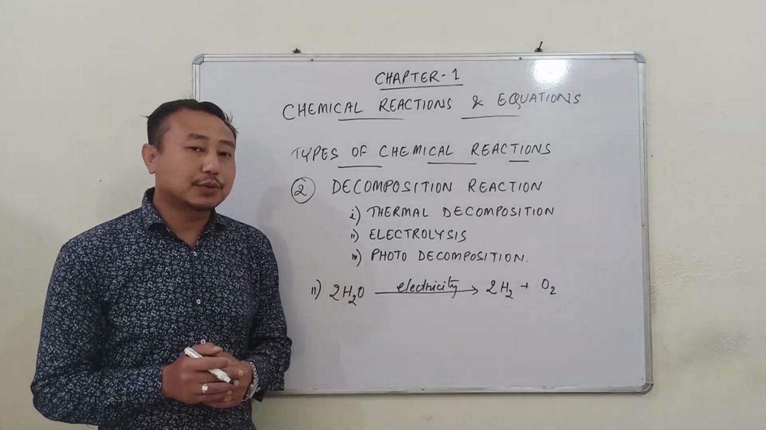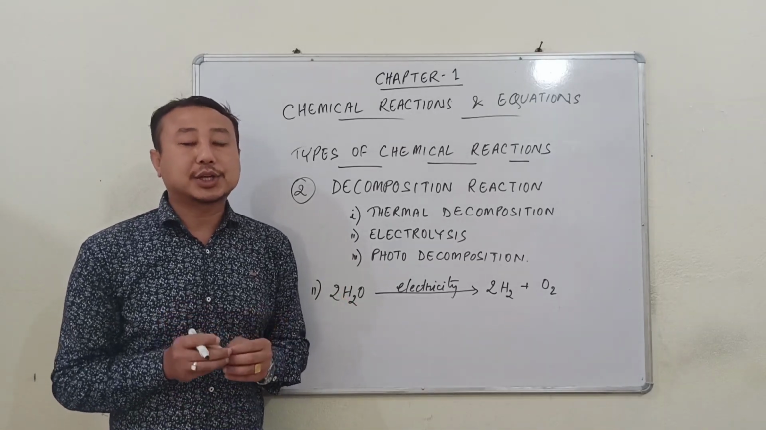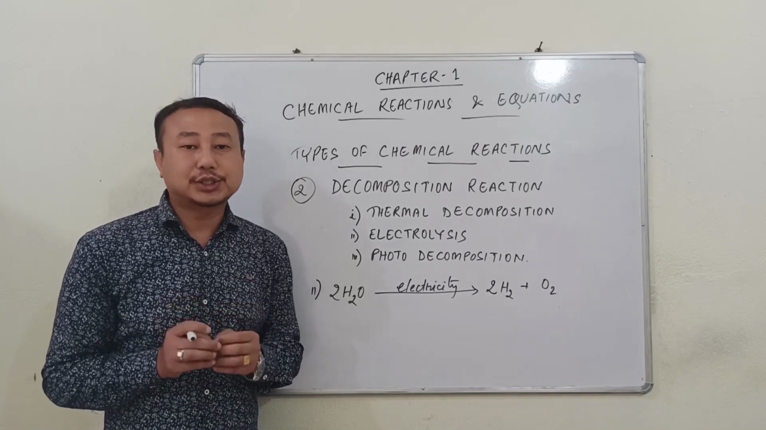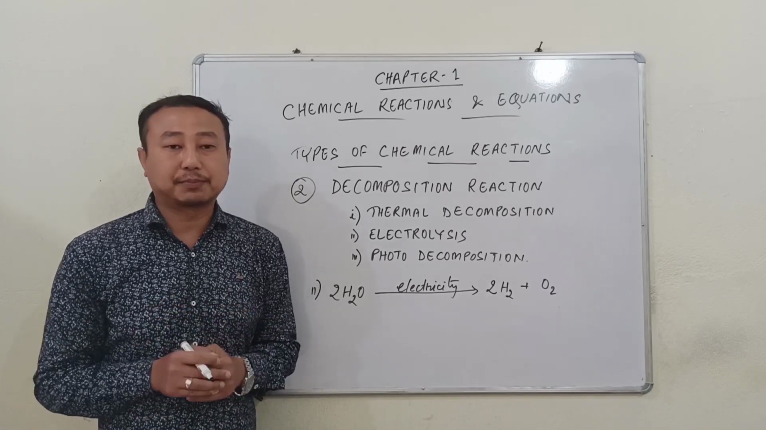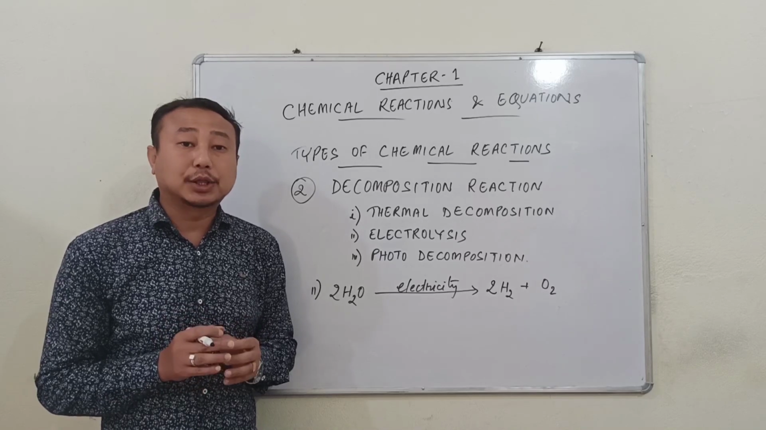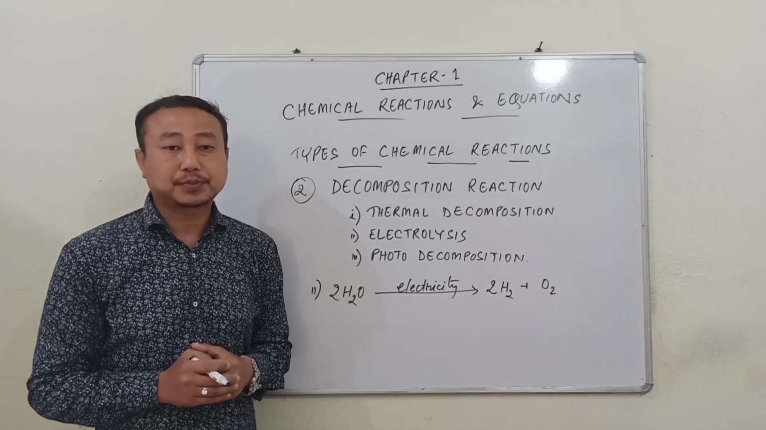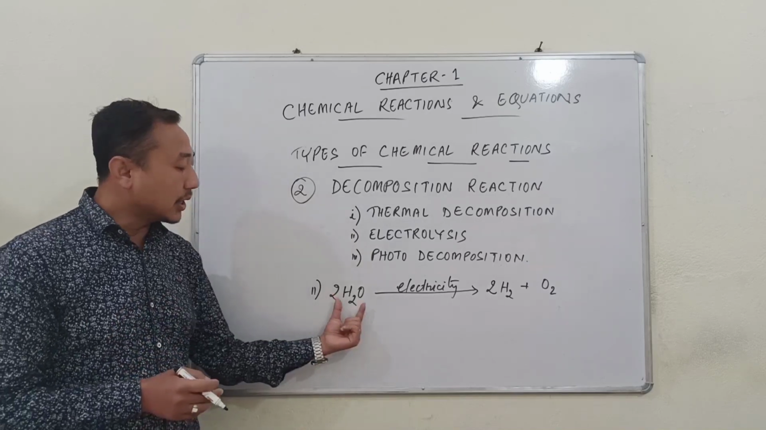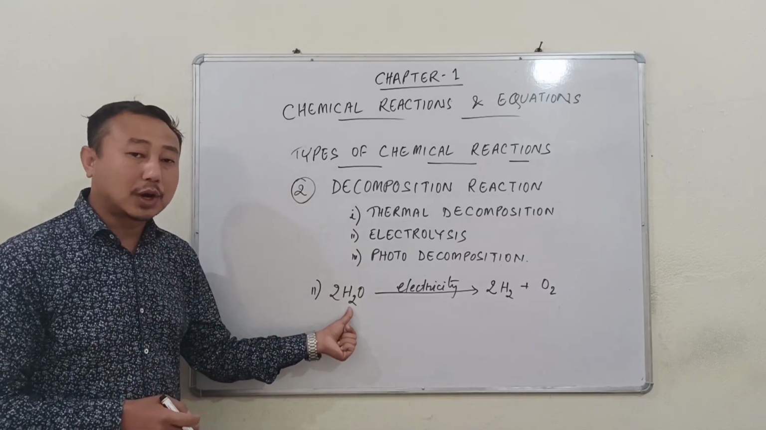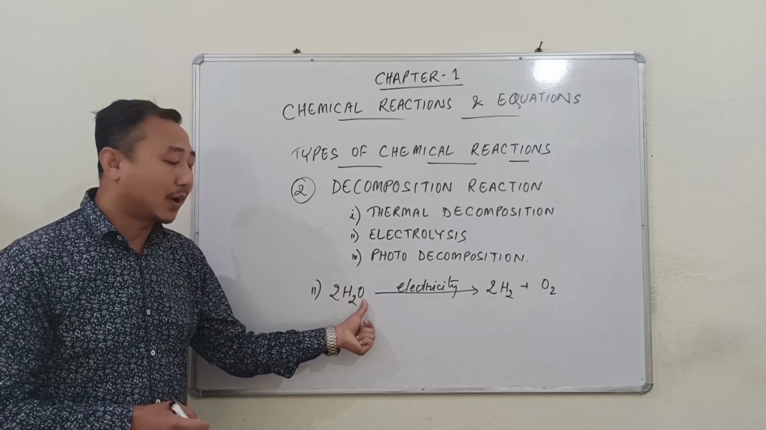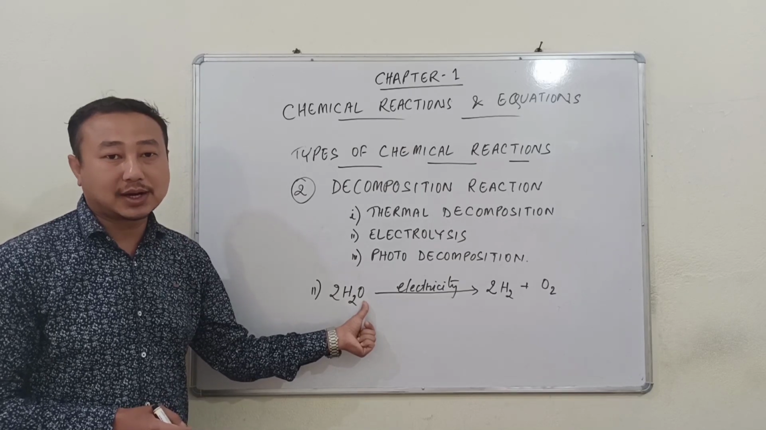During the electrolysis of water, the amount of hydrogen gas and the oxygen gas that is produced are different. The hydrogen gas is produced double the amount of oxygen gas that is produced. This is because in a water molecule, there are two atoms of hydrogen, while oxygen is only one atom.